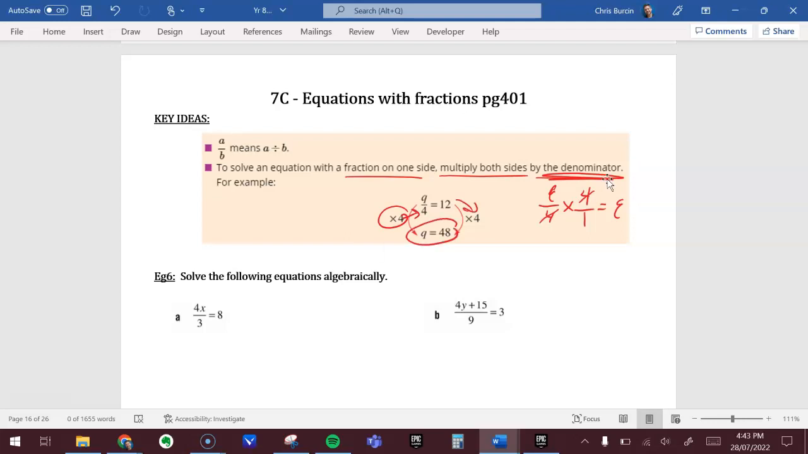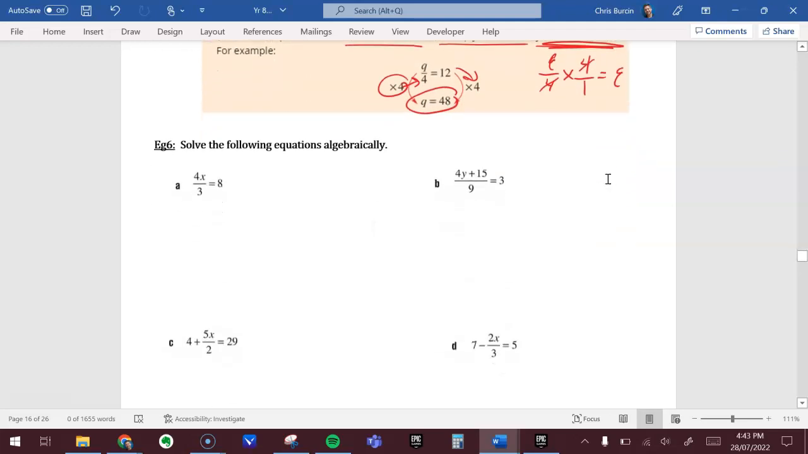So let's check it out. Solve the equations algebraically. So we have 4x over 3. What we're going to do is multiply by the denominator, 3, on both sides, and that will leave us with 4 times x equals 8, and then we divide that by 4 to get 1, and we do the same thing to get 2x equals 2.